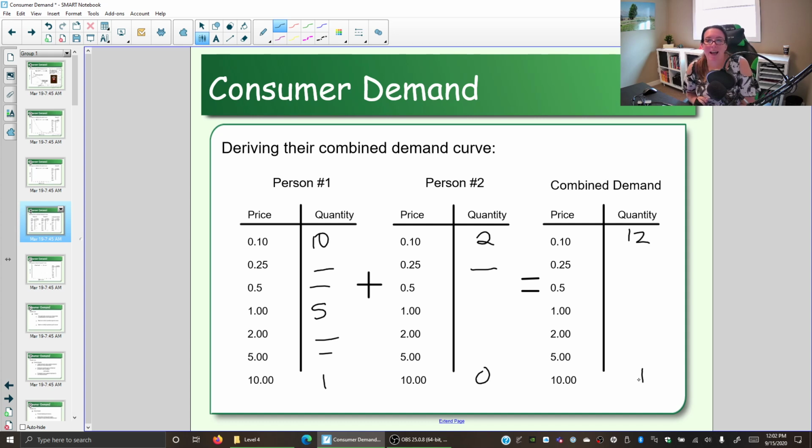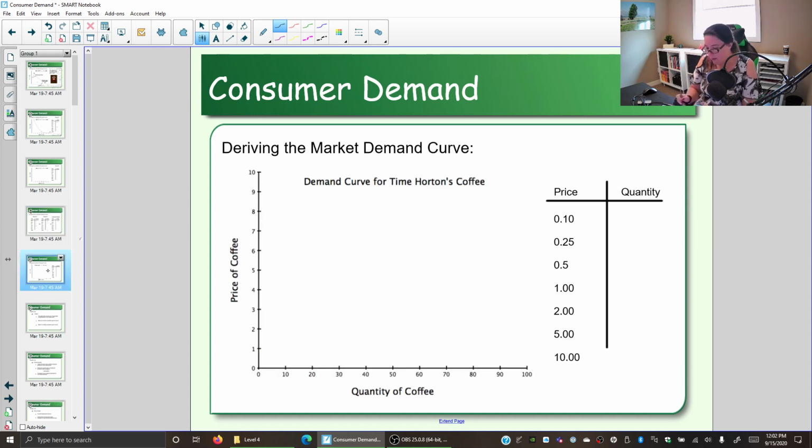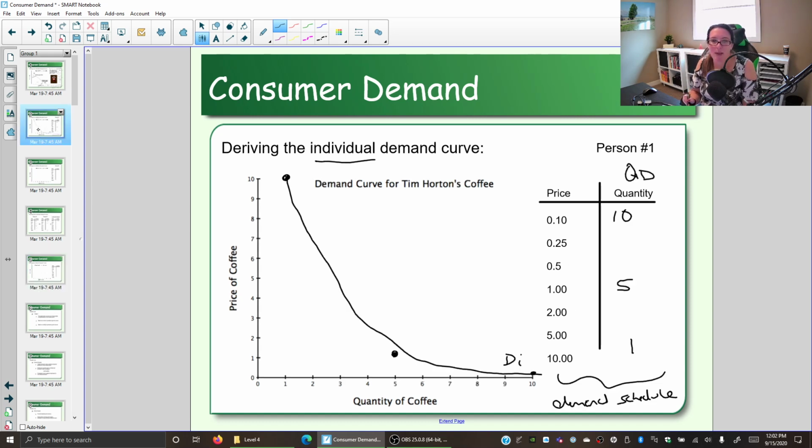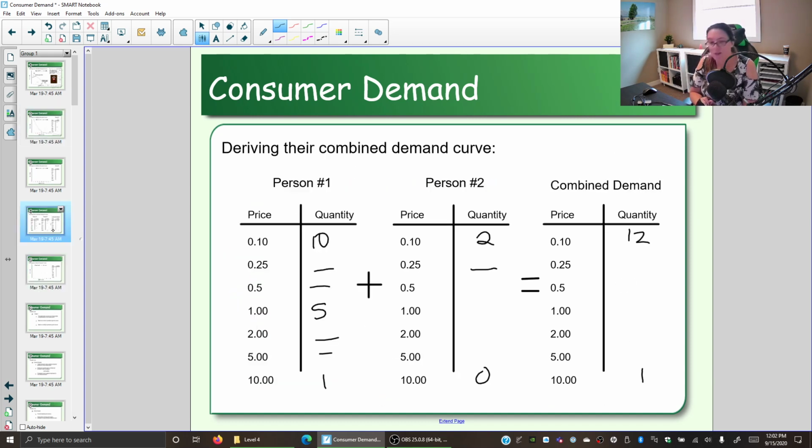So we could add up the quantities at each price to get our market demand curve. Again, it would show the relationship between price and quantity. We could show it on a table, the demand schedule, or we could show it on a graph. In our synchronous class, we're actually going to derive this demand curve for our class's demand for Tim Hortons coffee by looking at our individual demand and combining it to find our market demand. So we'll do that together as a class.